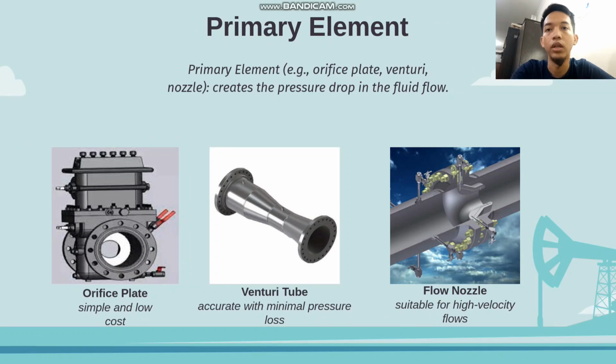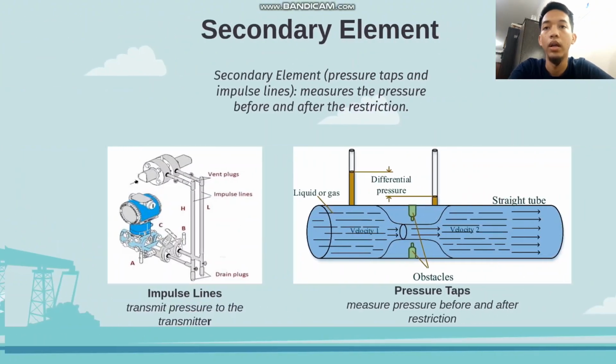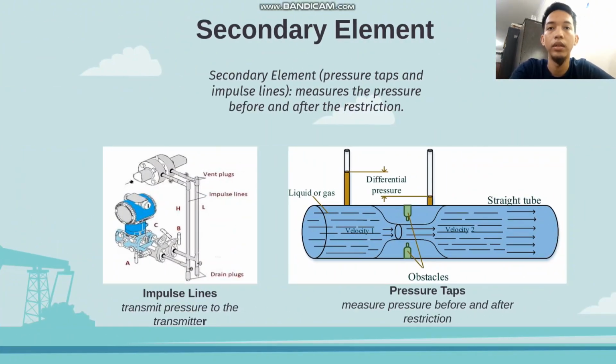It has a smooth tapered shape that helps maintain the flow. The flow nozzle is suitable for high velocity flows. It is shaped to handle fast-moving fluids efficiently. Each type has its own advantages depending on the application and the flow condition. And next, let's discuss the secondary element of the system.